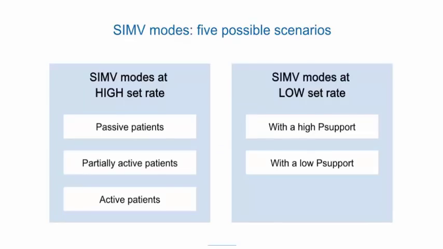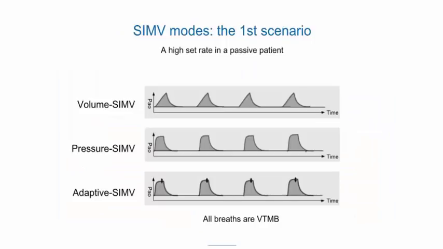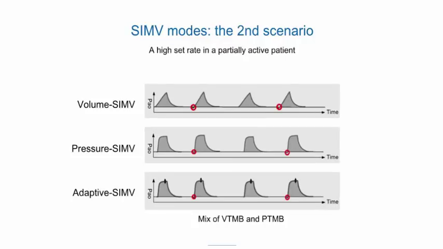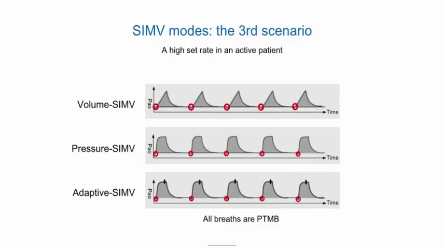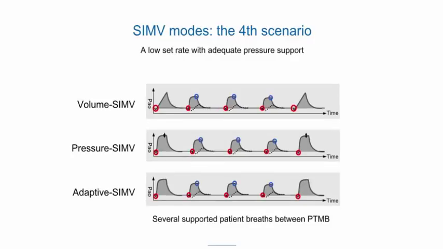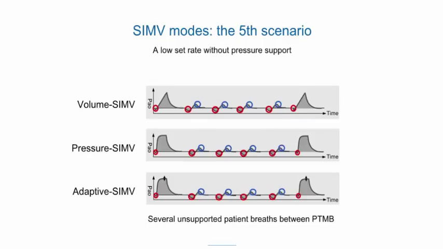Under normal conditions of use, SIMV modes may behave in one of 5 possible scenarios. 3 of them are associated with a high set rate, and the remaining 2 with a low set rate. At a high set rate, SIMV modes act very similar to CMV modes. If the patient is passive, all breaths are VTMB. If the patient is partially active, there may be a mixture of VTMB and PTMB. If the patient is active, all breaths are PTMB. At a low set rate, the interval is long so that SB can take place between 2 consecutive PTMB. The SB may be pressure supported or unsupported. In these cases, SIMV modes act like pressure support mode.